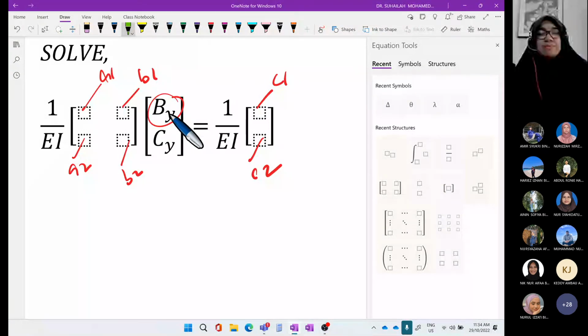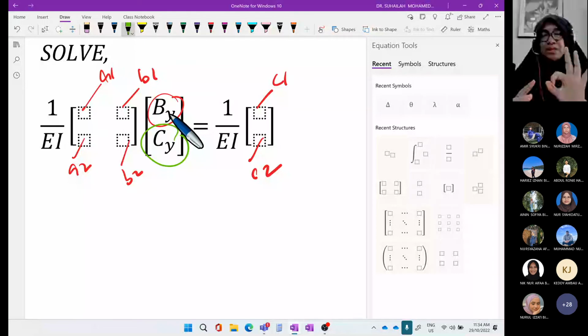After this, you need to calculate the remaining reaction, using either equilibrium equation. Dah dapat dua redundant. Remember kita punya aim, kita punya goal is to calculate reaction. Reaction ada 5. 2 cannot be calculated using equilibrium equation. Only 3 can be calculated using equilibrium equation. So lepas dah dapat these two, we can solve this remaining reaction using equilibrium equation.